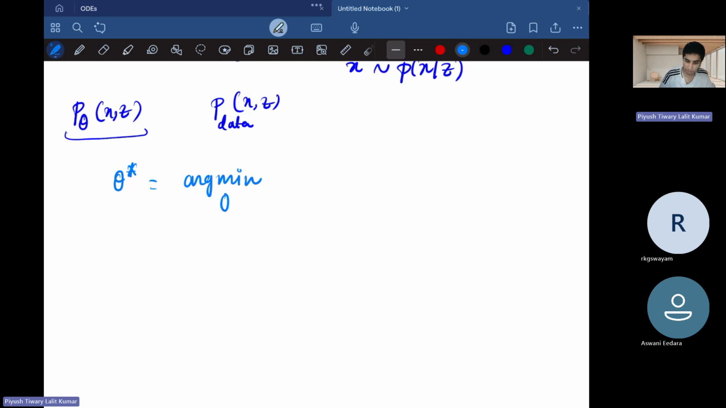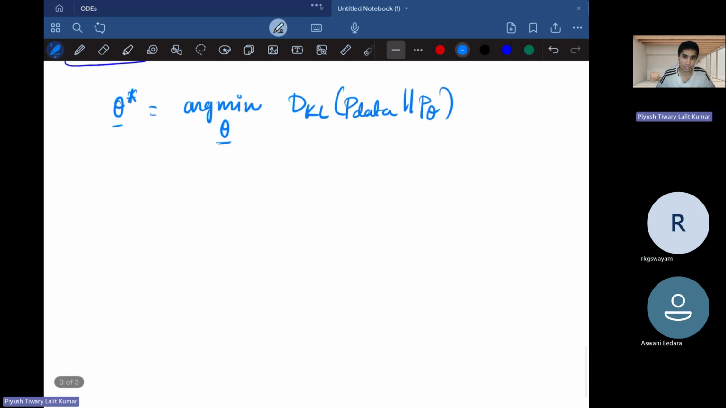Let me know if this is not clear, what is meant by argmin. Argmin of DKL between P data and P theta. This is what we are going to do. We calculate the KL divergence between P data and P theta, and we learn theta such that it minimizes the KL divergence. Whatever theta minimizes this KL divergence, we call theta star, and we use that theta star for sampling. Is that clear? If you can just say yes or some reaction.